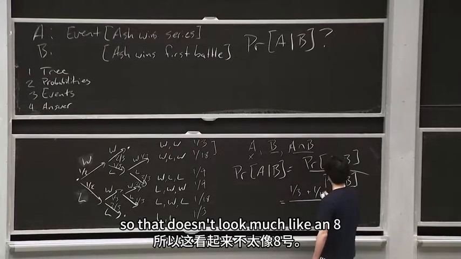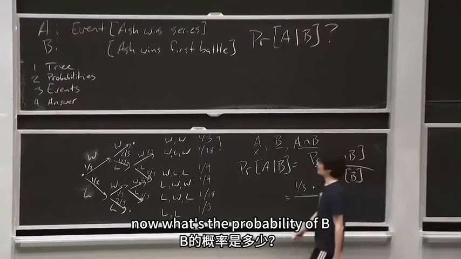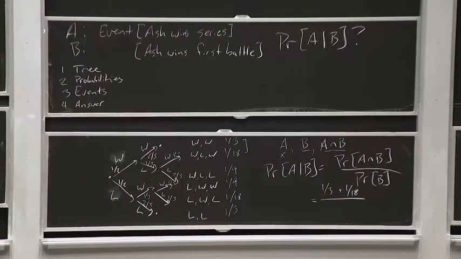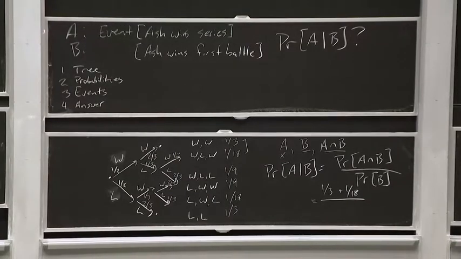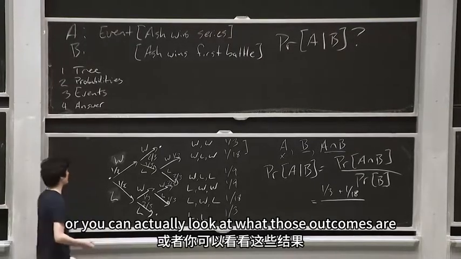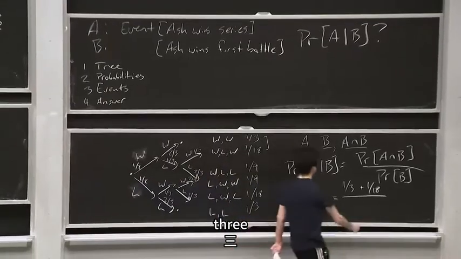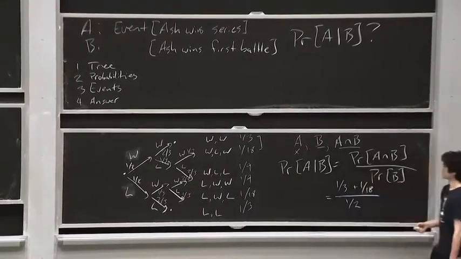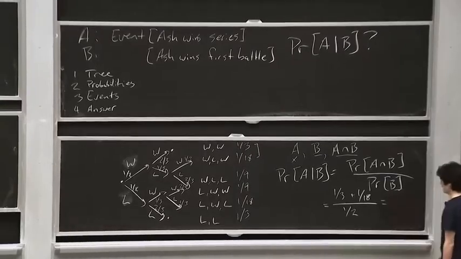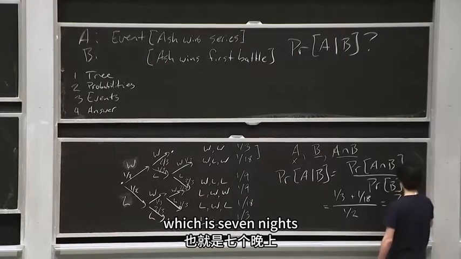Oops, that doesn't look much like an 8. Oh well. Okay. Now, what's the probability of B? Yeah, it's just 1/2, right? Either by symmetry, or you can actually look at what those outcomes are. It's these top three. Okay? And if we do this arithmetic, we've got 7/18 divided by 1/2, which is 7/9.